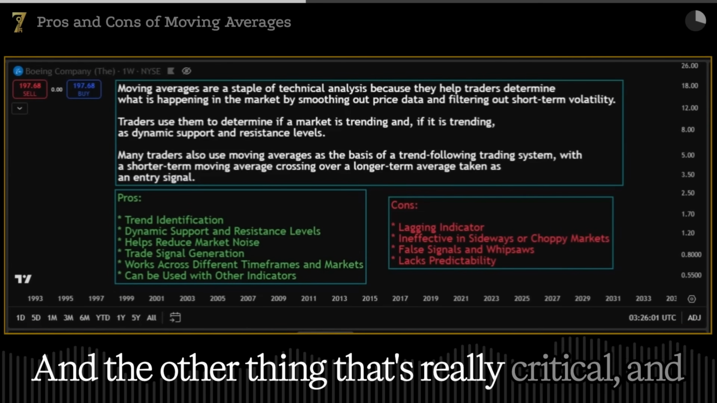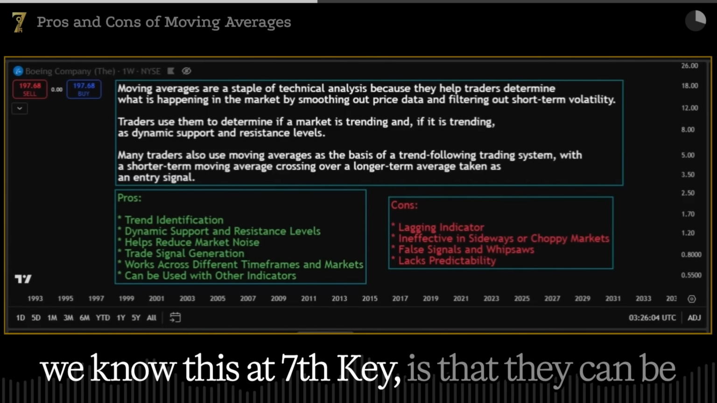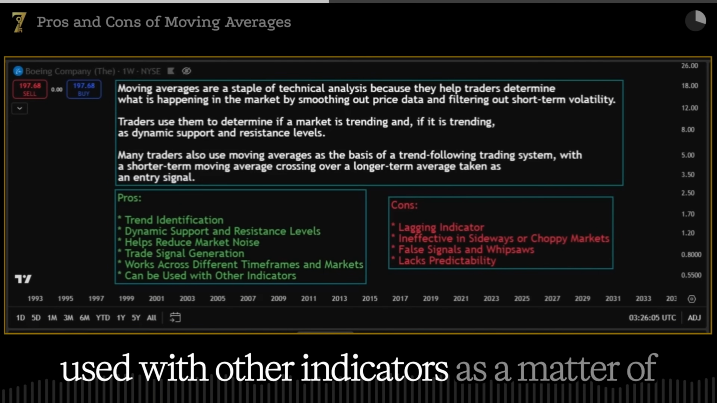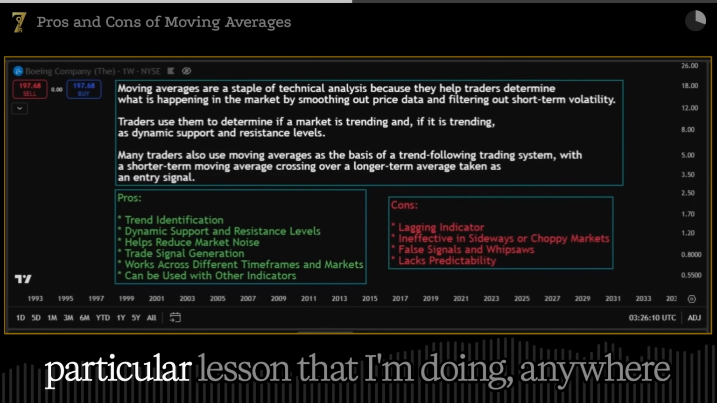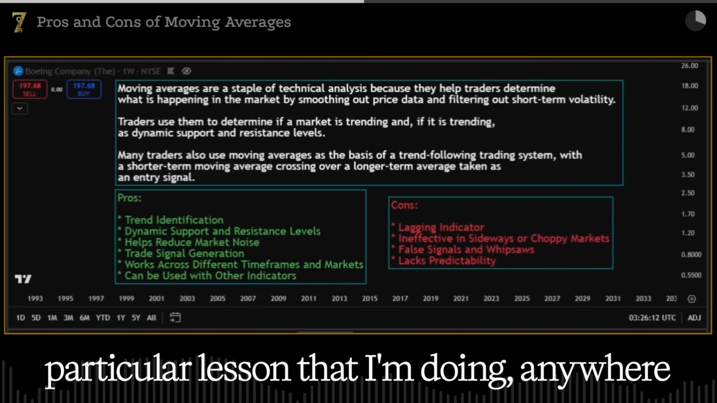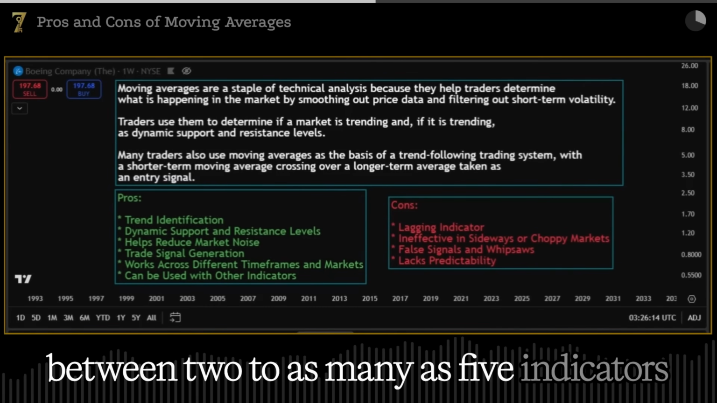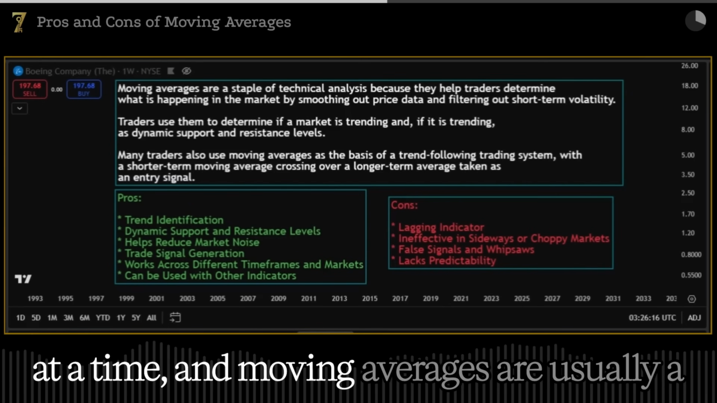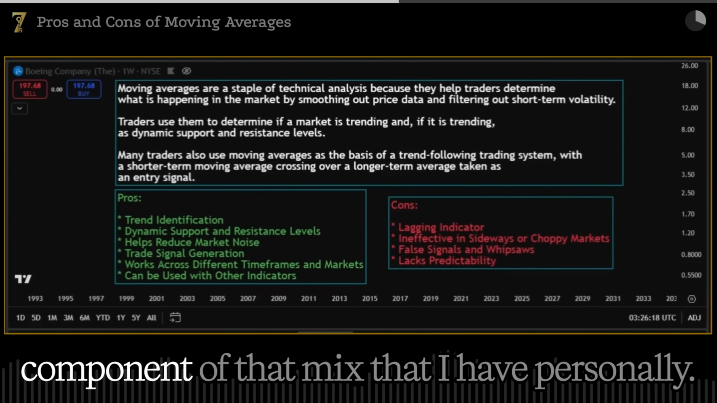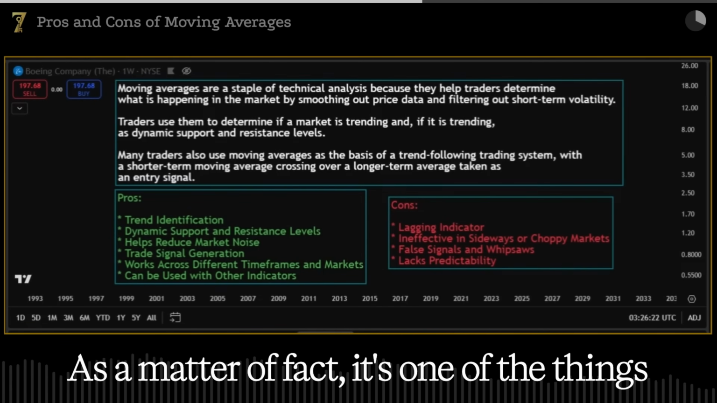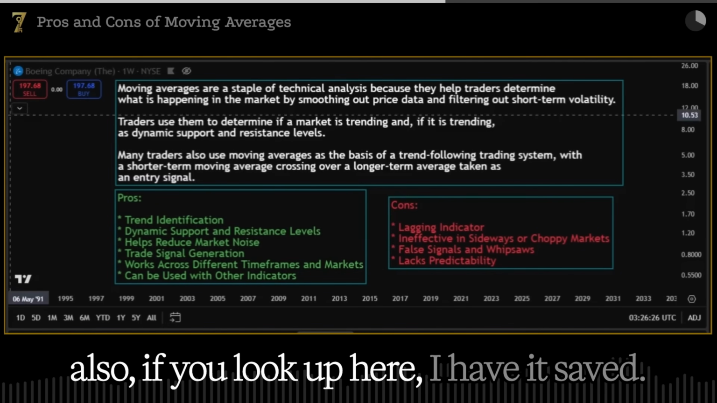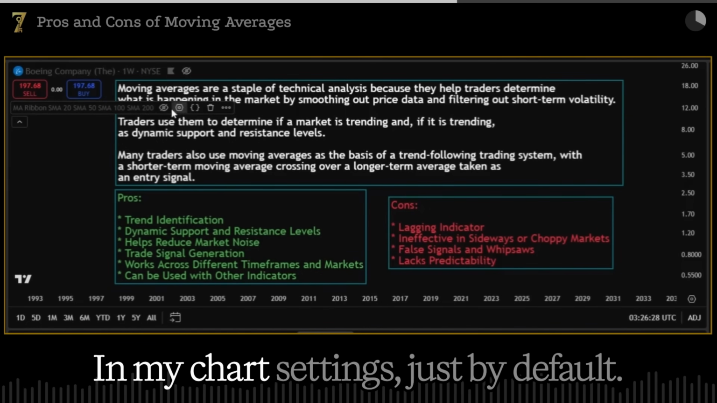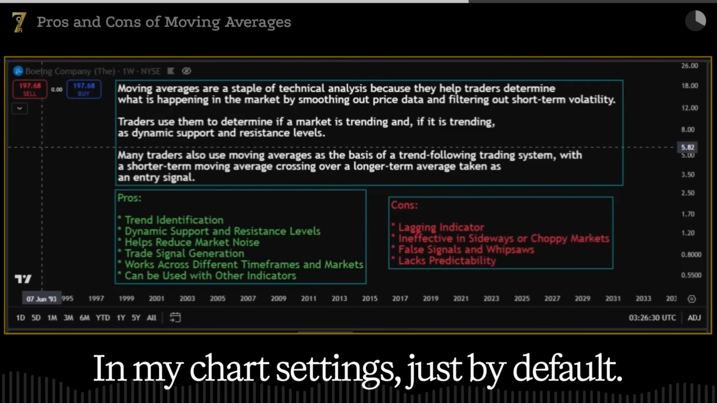And the other thing that's really critical, and we know this at Seventh Key, is that they can be used with other indicators. As a matter of fact, generally speaking, on any particular lesson that I'm doing, we're using anywhere between 2 to as many as 5 indicators at a time. And moving averages are usually a component of that mix that I have personally. It's one of the things that I keep saved in my favorites. And if you look up here, I also have it saved in my chart settings by default. That's how important they are.